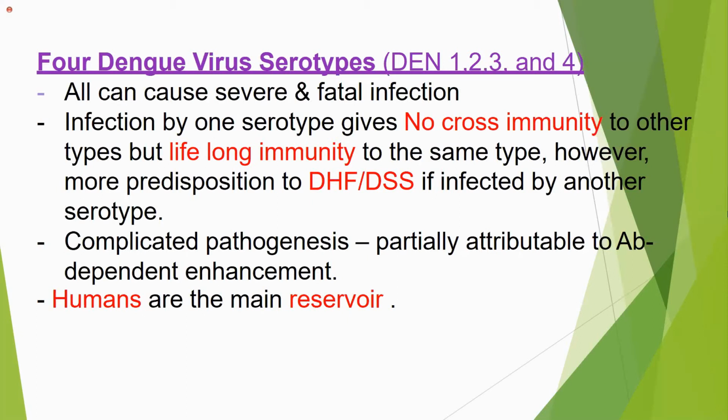Infection by one serotype gives no cross immunity to other types, but lifelong immunity to the same type. If a person infected with one serotype develops infection next time with another serotype, there is a greater predisposition to develop dengue hemorrhagic fever or dengue shock syndrome. It's a complicated pathogenesis, partially attributed to antibody-dependent enhancement. Humans are the main reservoir.